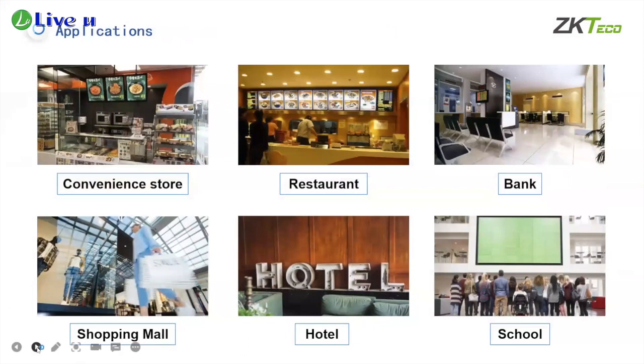So here we will introduce some applications for these solutions. For these solutions, we could use them in many different scenarios, like convenience stores, bubble tea shops, restaurants, shopping malls, to show the digital menus of new products or the discount information. And for banks, hotels, schools, and other places, they can show some notices and advertisement information.